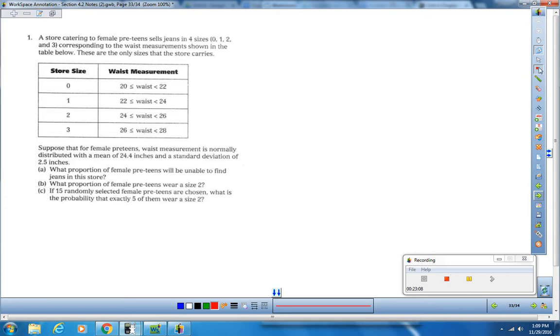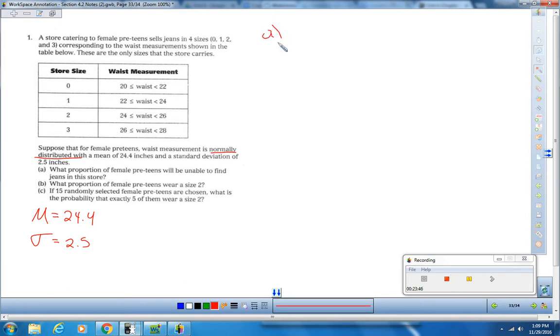So the first one says that, first of all, it tells us that the waist measurement is normally distributed. Normally distributed. I should be thinking z-score automatically when I hear that. The mean, and I'm going to write that down here, mean is 24.4, and the standard deviation is 2.5. And it says, what proportion of female preteens will be unable to find jeans at the store?